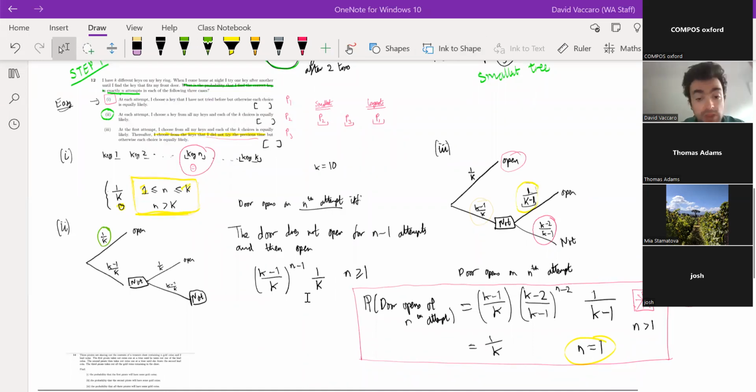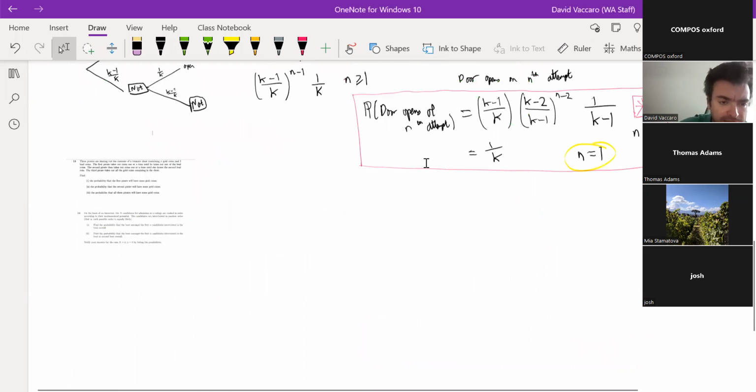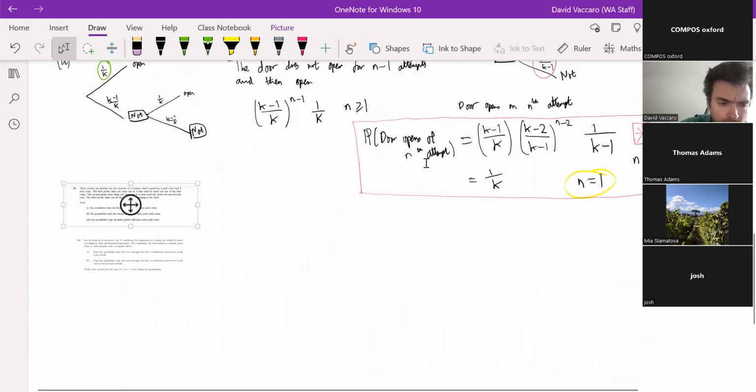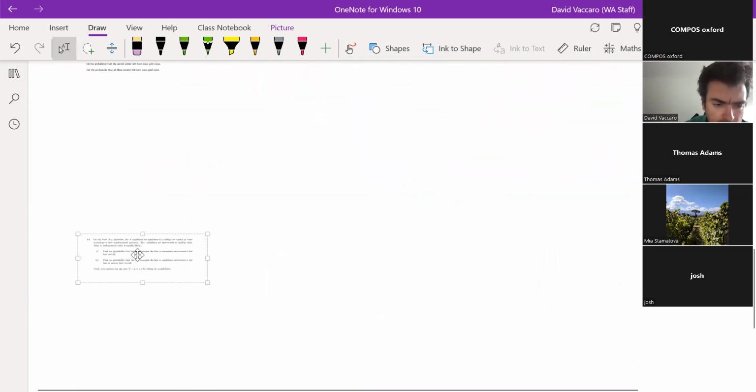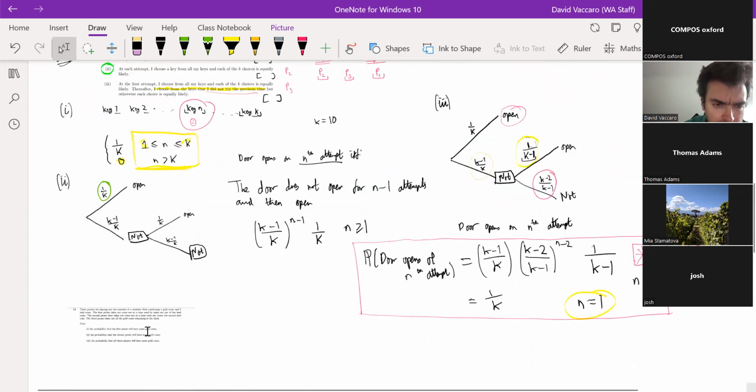Okay, but this last one that we've done was just a careful tree diagram. Okay, now a slightly more combinatorics-y question.